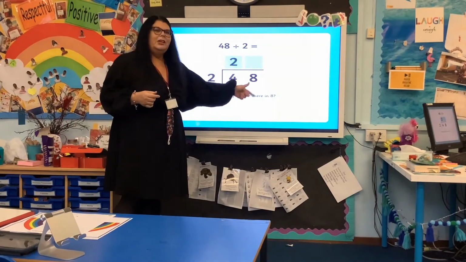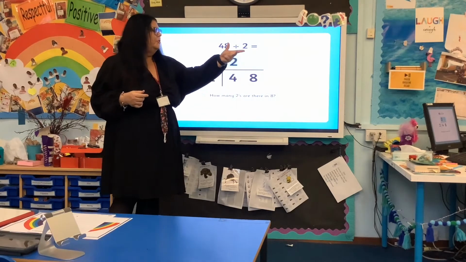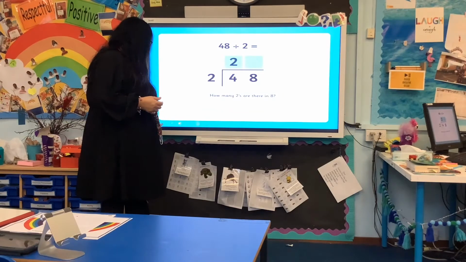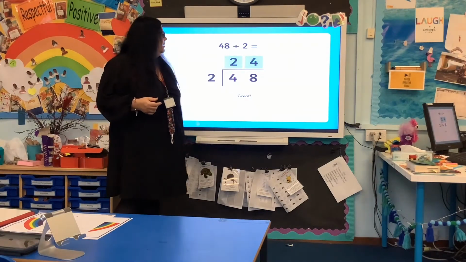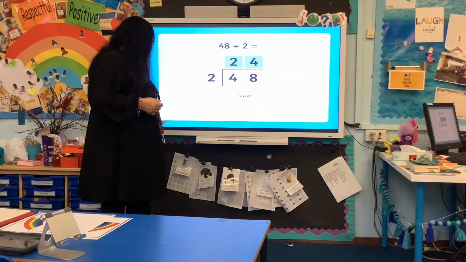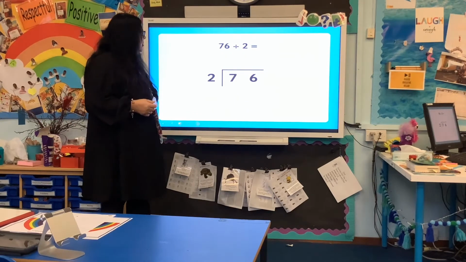How many 2s are there in 8? 2, 4, 6, 8. 4. So you put your answer there. So the answer, 48 divided by 2 equals 24.